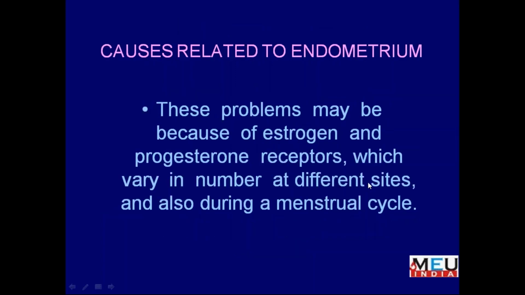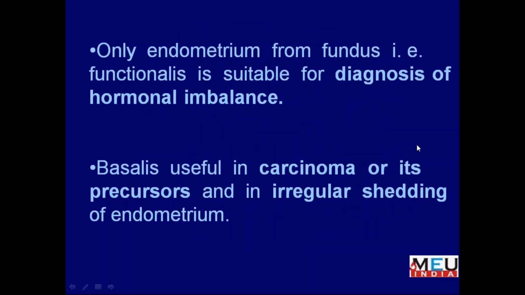So sometimes there are problems of estrogen and progesterone receptors, which may differ at different sites in the endometrium, and they also affect the menstrual cycle. So ideally we must take the endometrium from the fundus, that is the functionalis, for diagnosis of any hormonal imbalance. From the isthmus area, it is better seen in carcinoma or its precursors, hyperplasia, and irregular shedding of endometrium.